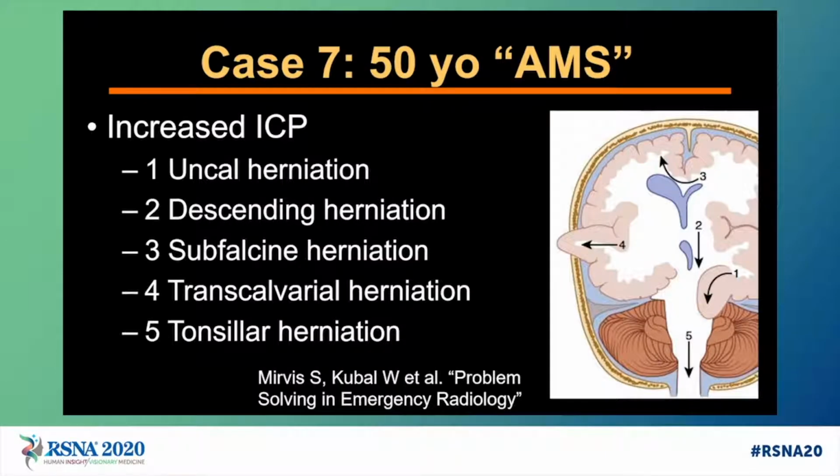This is just a diagrammatic representation of some of the different sorts of herniation that I've shown you in this case. We've seen descending herniation, subfalcine herniation. On the post-surgical view, a transcalvarial herniation through the craniectomy defect, and the tonsillar herniation best demonstrated on those sagittal reformatted images.